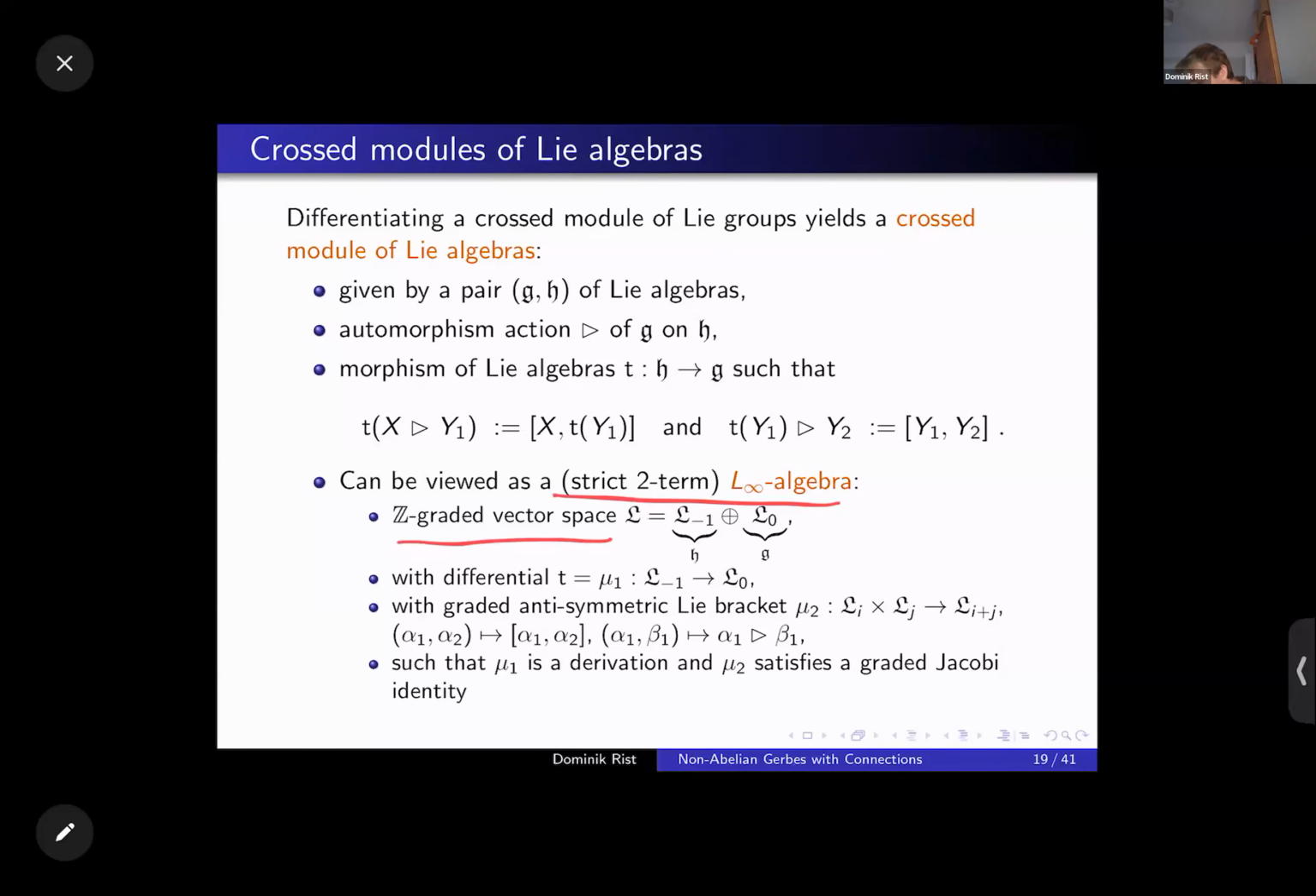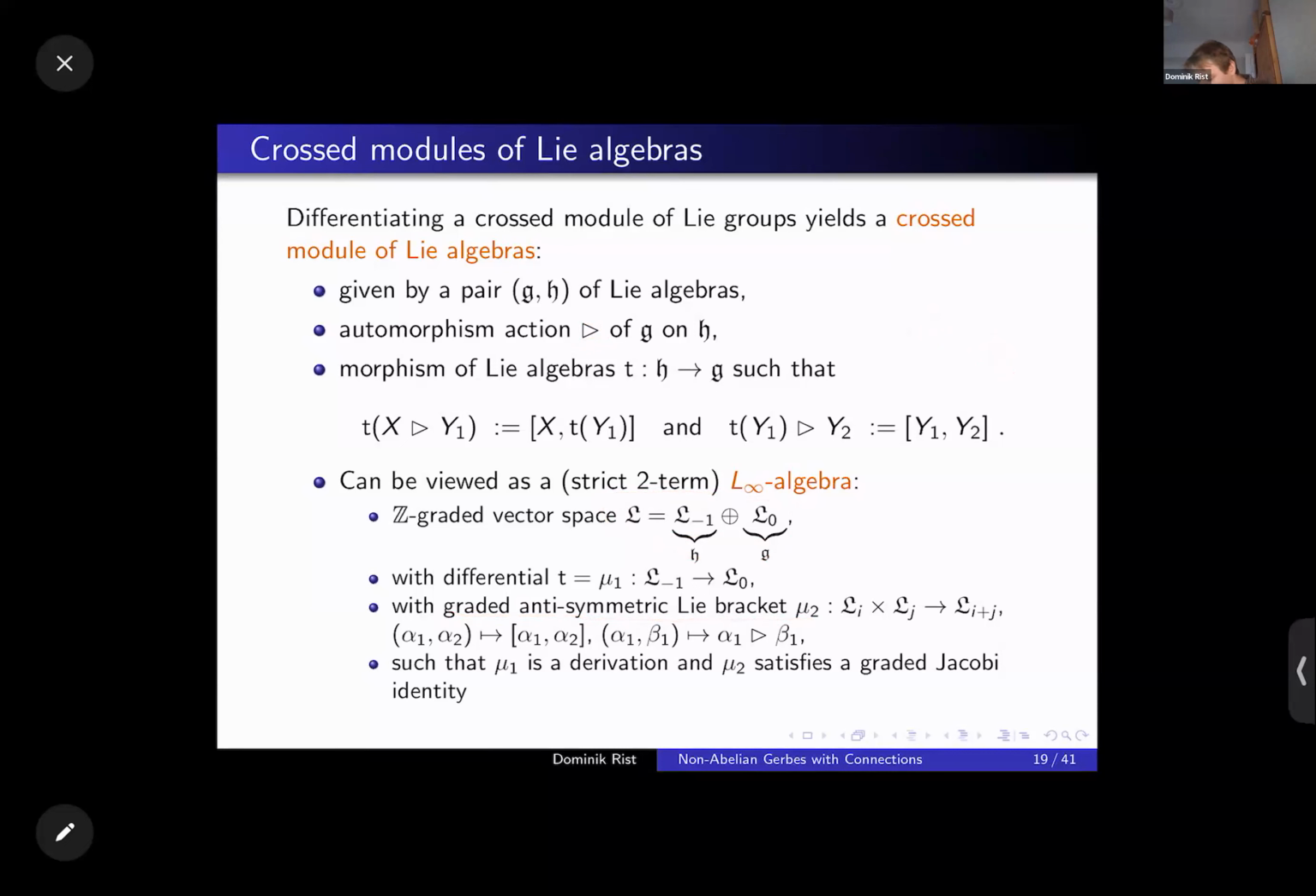So I have a Z-graded vector space that is only concentrated in degrees -1 and 0. The degree 0 elements are just the elements in G, and the degree -1 elements are just elements in H. I have the differential, which is given by T, and I also have some kind of graded antisymmetric Lie bracket on this space, which is encoded precisely in the commutator. So on G I have a commutator, also on H I have a commutator, and this action also encodes some kind of bracket. So this triangle is an action of G on H, and the commutator and the action can be neatly packaged into a graded antisymmetric Lie bracket on this space.